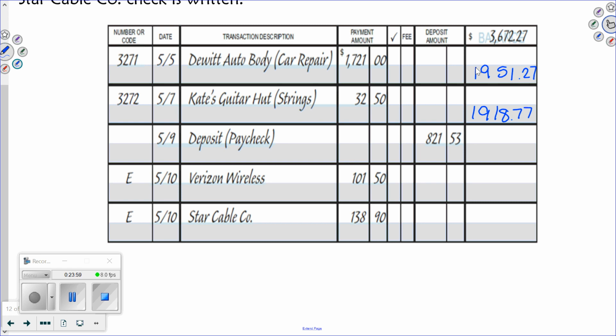All right, deposit paycheck. Notice it's in a different column. That should help you to real quick see stuff in that column gets added in. So we're going to add the 821.53.